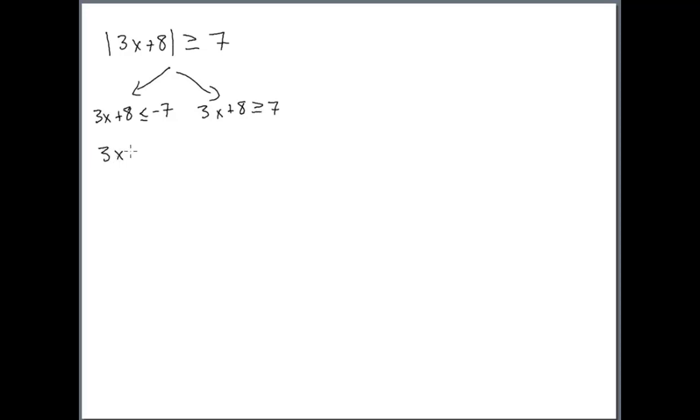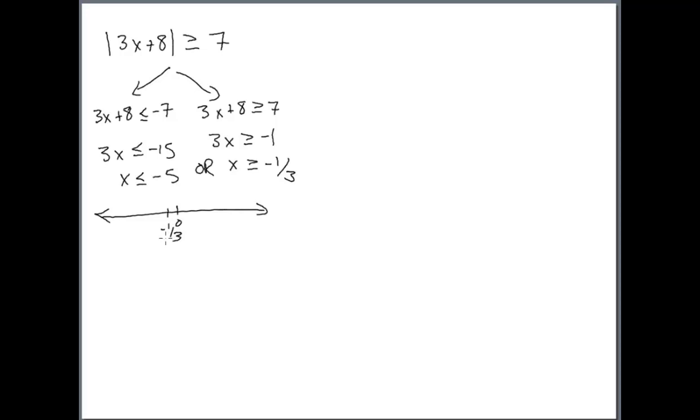Solve these guys. 3x less than or equal to -15, x is less than or equal to -5. Where 3x is greater than or equal to -1, x is greater than or equal to -1/3. No switching of the sign because we did not divide by a negative number. And this is an OR statement because the numbers can be down in this area here or up in this area here, and that's a union.